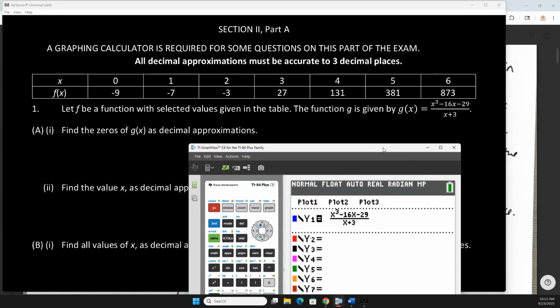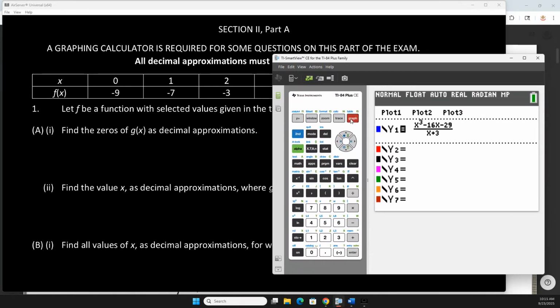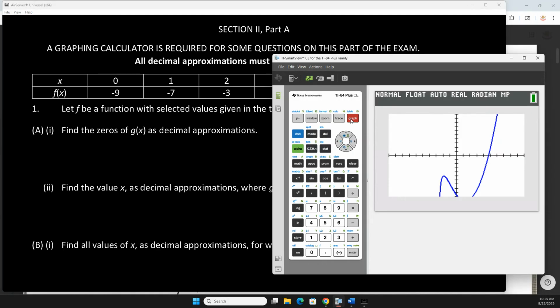All right. A wants us to find the zeros as a decimal approximation, so we'll go to the graph. This one has one real zero, looks like somewhere in between 4 and 5. We have to be accurate to 3 decimal places, so we can't just trace. We actually have to calculate it. Do you guys remember how to do that? Anybody?